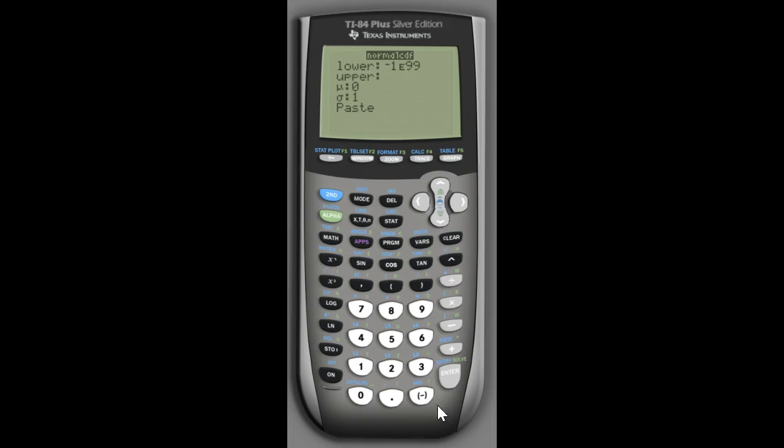And it says, what is my lower bound? My lower bound is -1. My upper bound is 1. And there I have the mean of 0 and the standard deviation of 1. So I paste that, and then I hit enter, and it tells me that the probability of choosing a member in that population that measures between -1 and 1 is 68.2%.